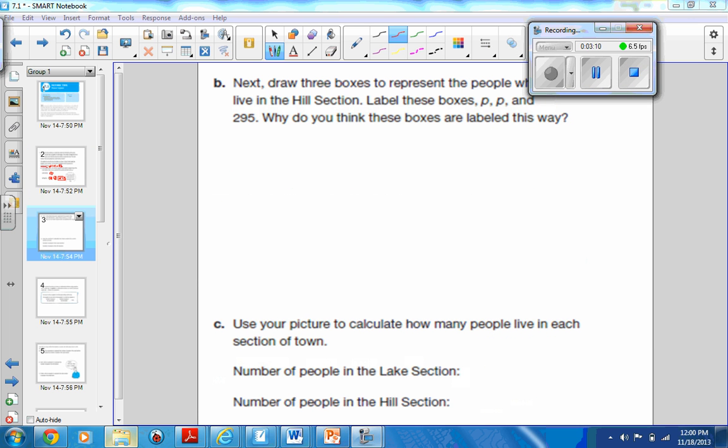So under B, you should have written something like, since there are twice as many people plus an additional 295 who live in the hill section as in the lake section, the 2 boxes labeled P represent twice as many, as the box labeled 295 represents 295 more than. So you should have mentioned something about why you put those 3 boxes. You have 2 of those P's plus the additional 295.